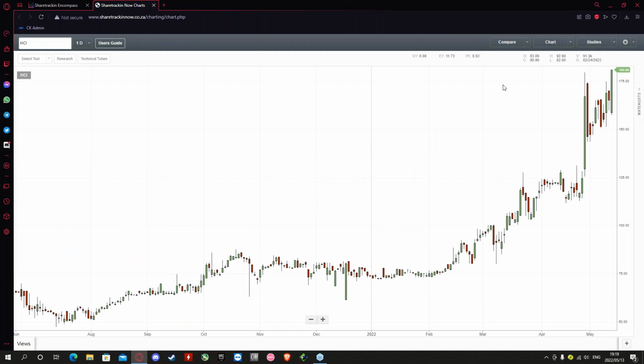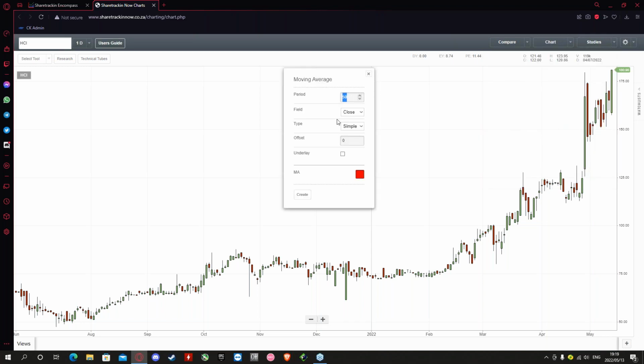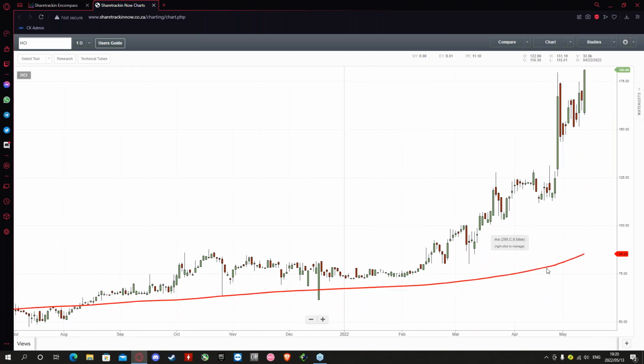Now, the 200-day moving average works as follows. First of all, you go to your studies, right-hand side at the top, go to moving average. The second one on the right-hand side, click on moving average, and then type in 200 in the period. So that's a 200-day moving average which you're creating. Leave the field on close, leave the type as simple, don't change anything except for the period, and just create this red line.